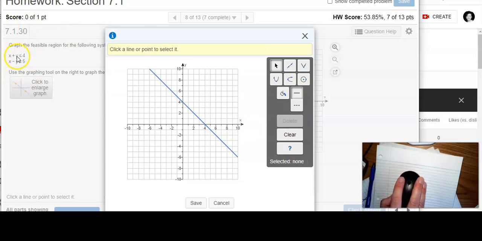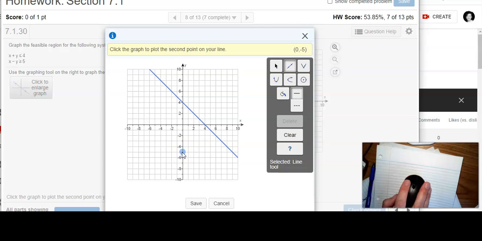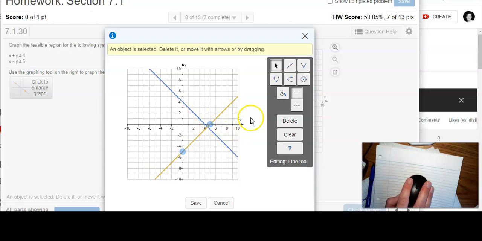Now I need to do the same thing with the 5, just being very, very careful. If I zero out x, y will be negative 5. And if I zero out y, x will be 5. So I have this one. Okay, so I have a big X, and I need to figure out where to start shading. I know on this one 0, 0 is a valid point, so I need to shade under the blue line.